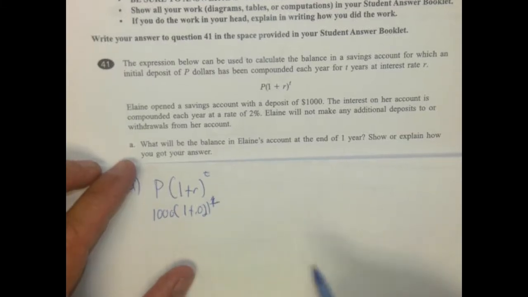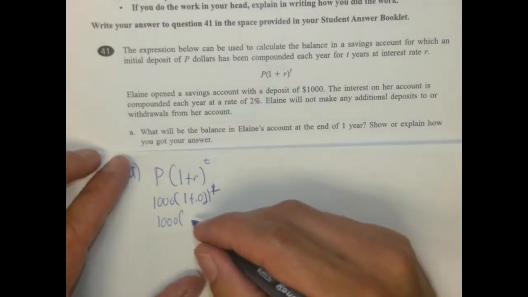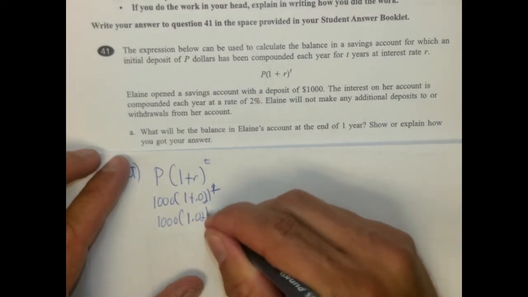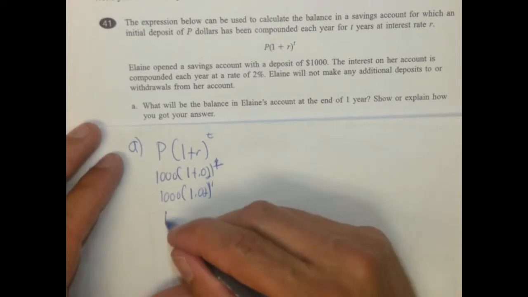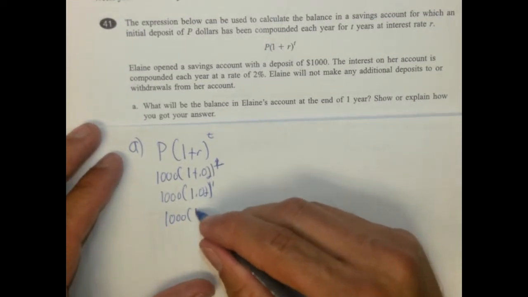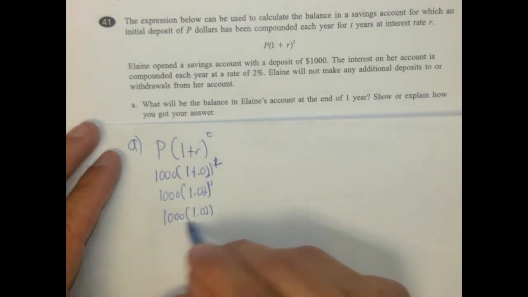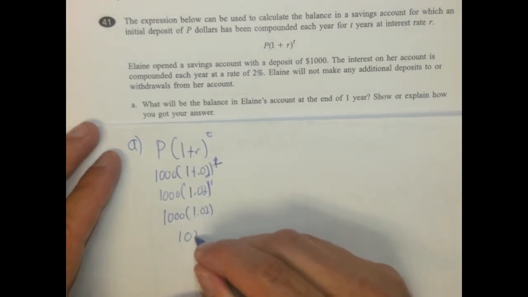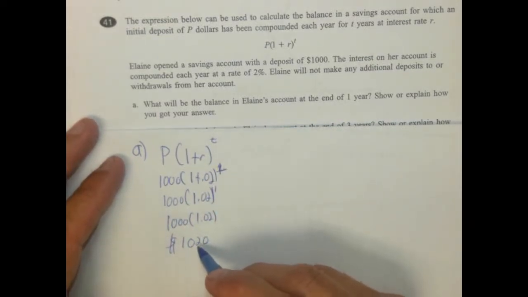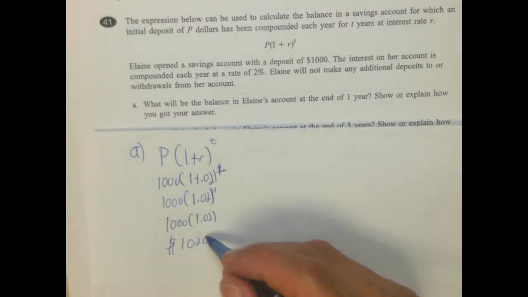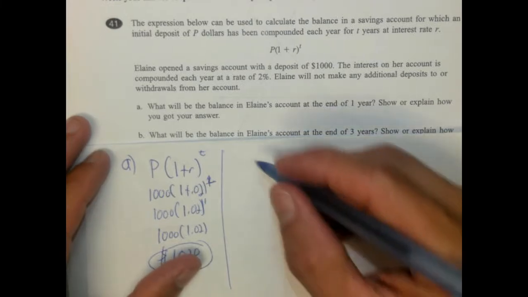So let's go ahead and follow order of operations. So this happens first. So we're going to have 1,000 times 1.02 to the 1 power. This to the 1 power is going to stay the same. So we're going to say 1,000 times 1.02. Now we're going to multiply these together. So we're going to move this 3 spaces. So 1, 0, 2, 0. So there we go. So what's the balance? 1,020. So basically Elaine earned $20 over the course of a year. Not bad at all.